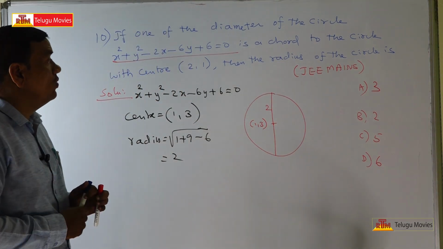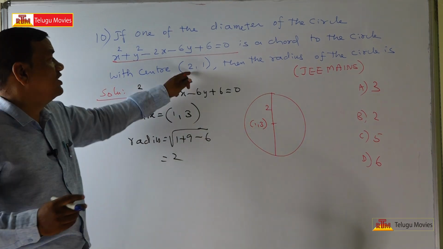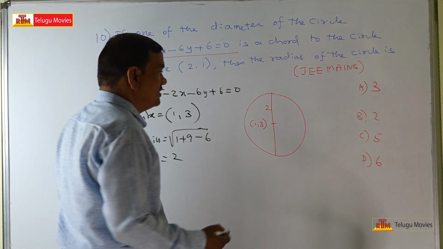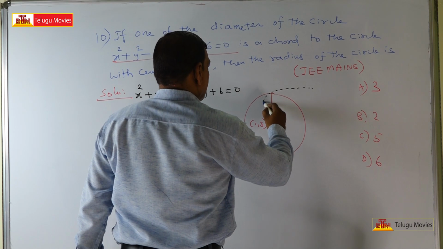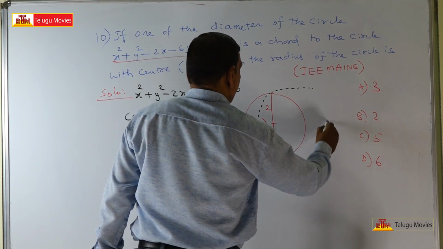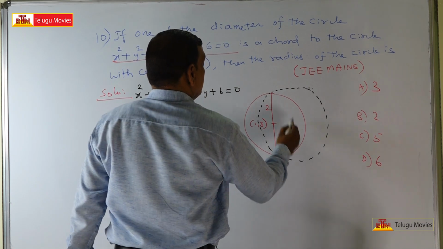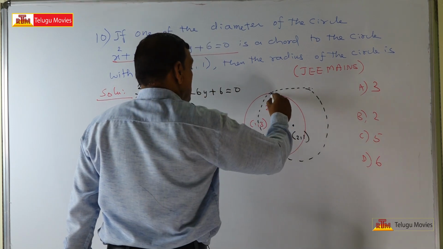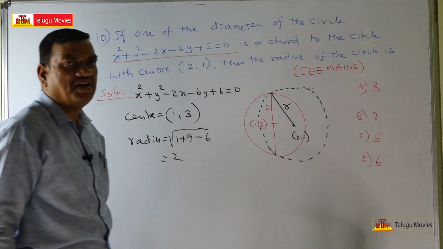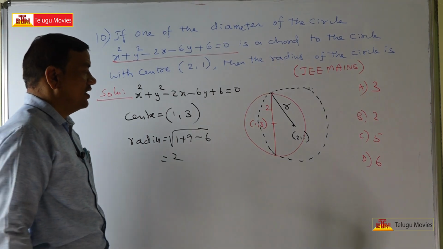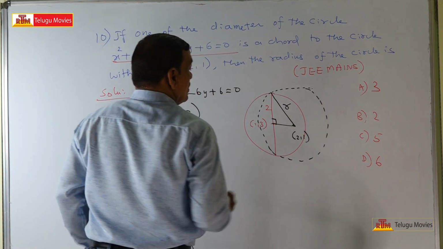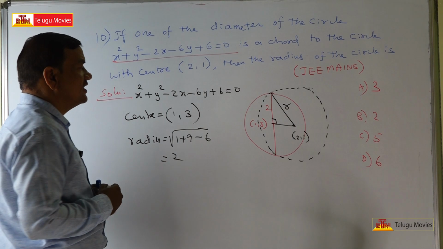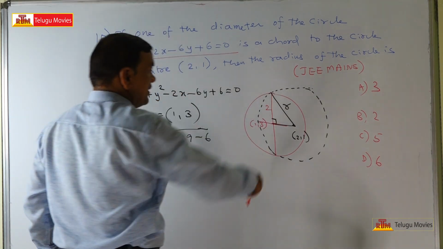Okay. Now there is another circle whose center is 2 comma 1. One of its chords is nothing but this diameter. That means there is another circle. Its center is 2 comma 1. He is asking to find out the radius. Very easy. So, if you join these two centers, it is a right angle triangle. Obviously, why? Because the line joining the centers is perpendicular to the diameter.